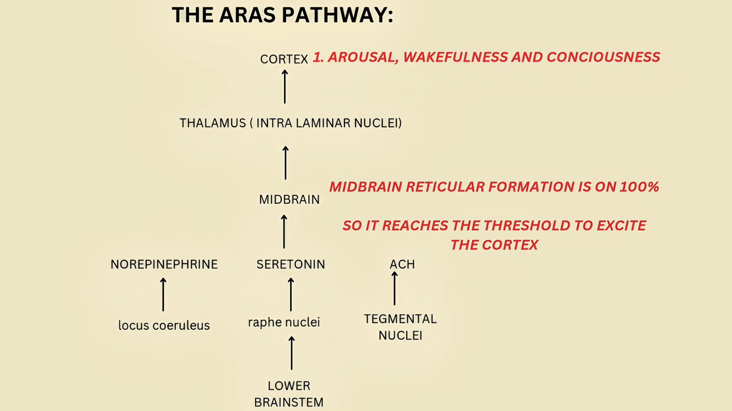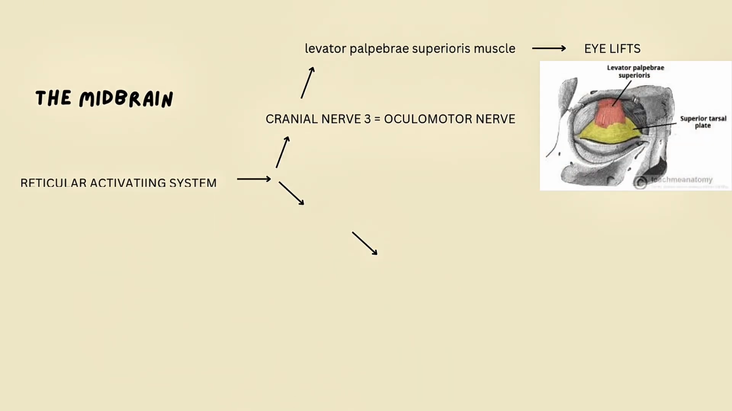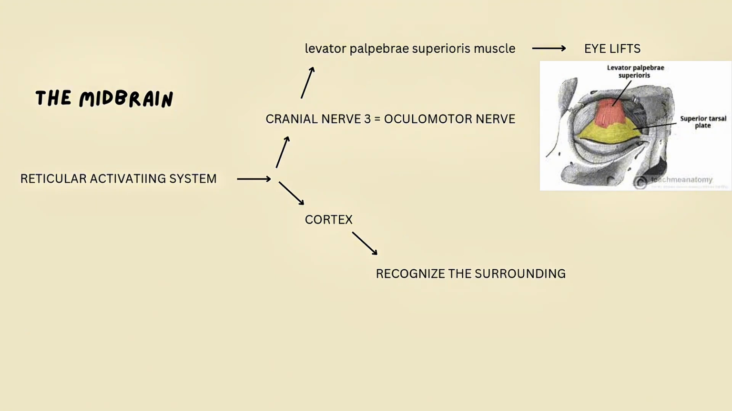The ARAS pathway also sends impulses to cranial nerve 3, which is the oculomotor nerve. This nerve will basically activate the levator palpebrae superioris muscle, which will lift up the eyelid while the cortex allows environmental recognition. The reticular activating system will also send signals into the cortex so that your higher function is at work, so that you are able to recognize your surroundings.